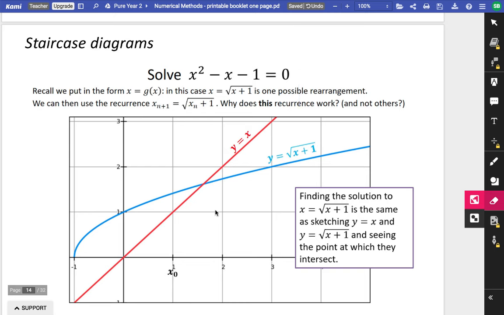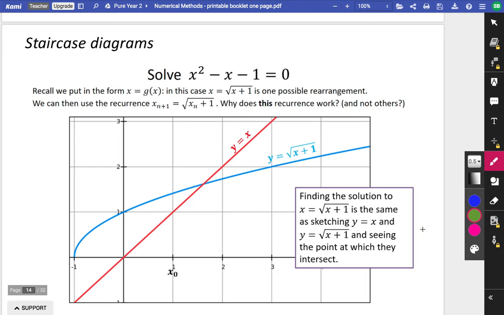Okay, so we're going to do something called a staircase diagram. We can then use the recurrence formula for this, x n plus 1 equals the square root of x n plus 1, and we want to see why it works. If you think about this for a second, the solution of x equals the square root of x plus 1 is the same as sketching y equals x and y equals the square root of x plus 1 and seeing where they intersect. Because of our rearranging, it's the same thing as finding out where these two things cross, because it's the same as having y equals x, y equals the root of x plus 1, and making them equal to each other.